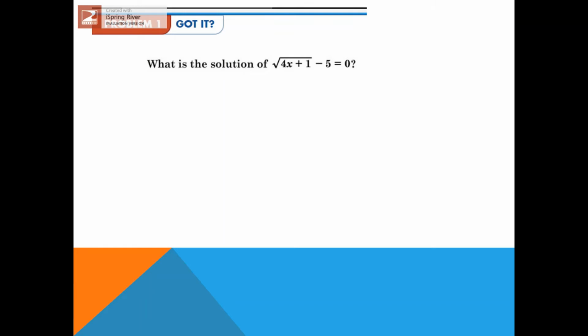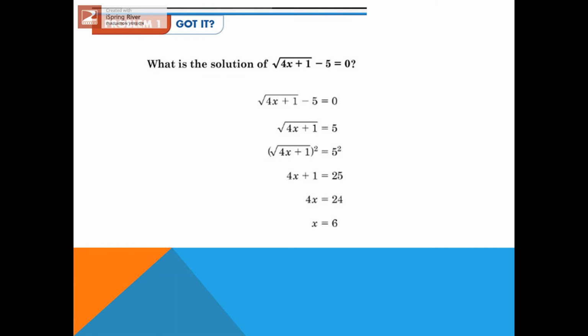Time's up. Let us check your answer. The answer is x equals 6. From the solution of square root of 4x plus 1 minus 5 equals 0, we need to transfer negative 5 to the other side of the equation. So we have square root of 4x plus 1 is equal to 5. Now, how to remove the radical sign? Yes, we need to put square on both sides of the equation. Now, we have 4x plus 1 is equal to 5 squared.